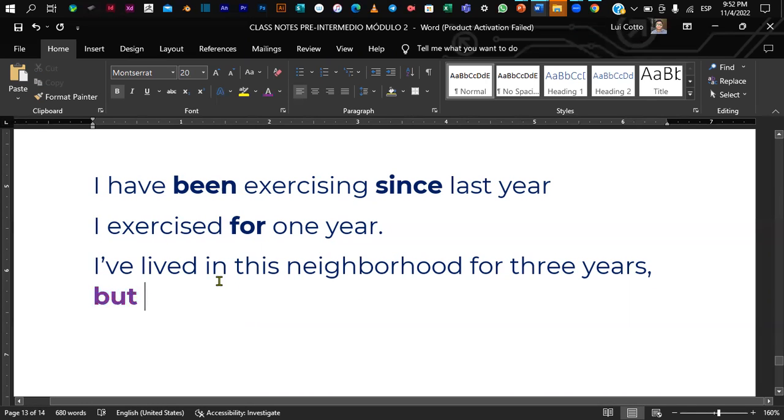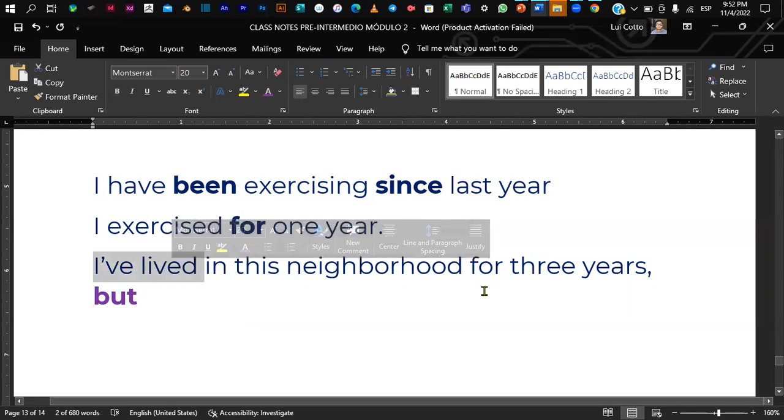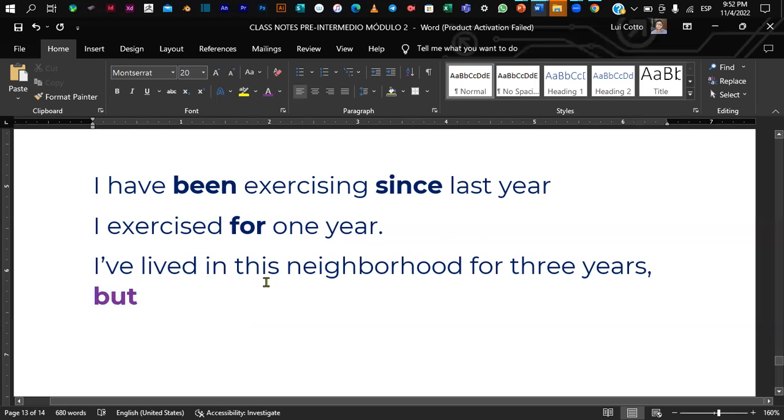Hay que revisar, pues. Okay, I lived in this neighborhood for 2 years, but... this is the positive statement. Esta es la affirmative, pero es positiva. En contraste, podemos poner una negative. ¿Qué negative le podemos dar usando since?